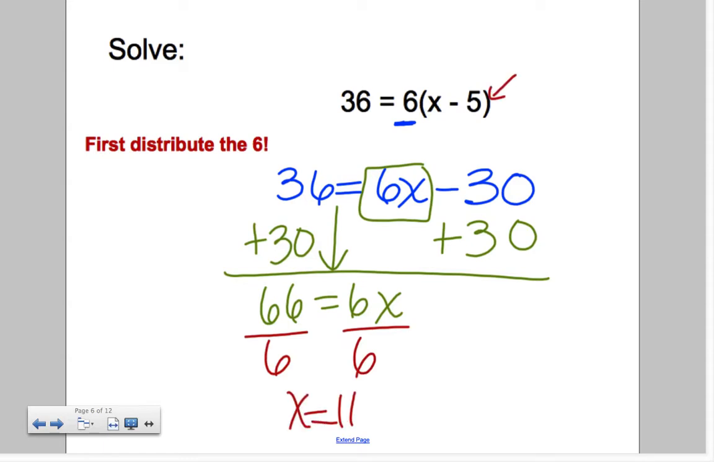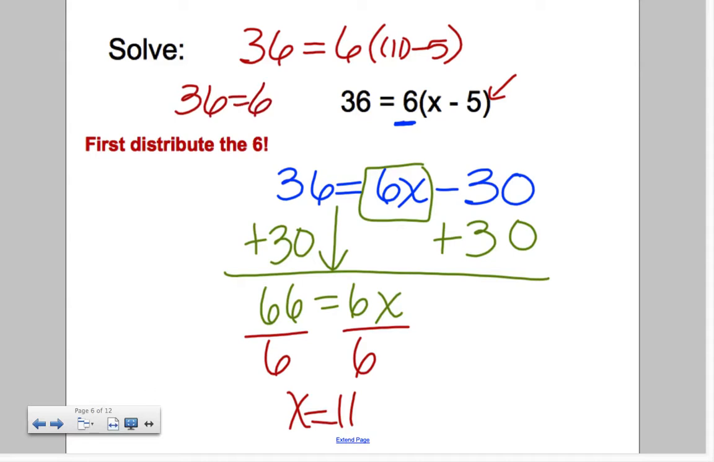We always use this form. So watch. Ready? We're going to rewrite this. 36 is equal to 6 times, here's your x, so x is 11 minus 5. Okay? So look at this. If I cover this up, what would you do first? What do we simplify first? The parentheses. So it's 11 minus 5. What's 11 minus 5? 6. So now you have 36 is equal to 6 times 6. Is 6 times 6 equal to 36? Yes. Sure it is. That's how you do that.